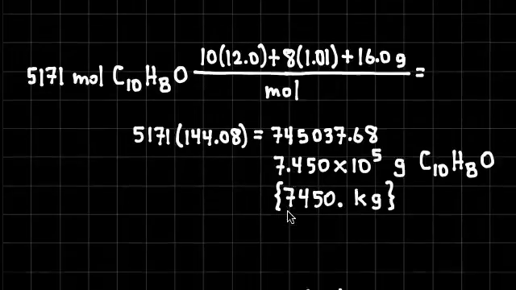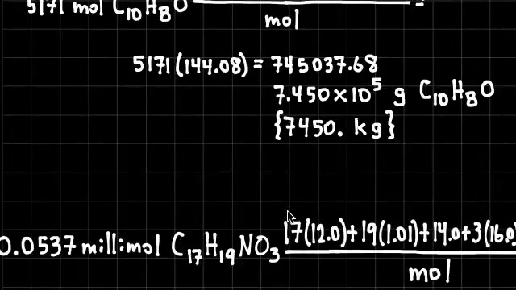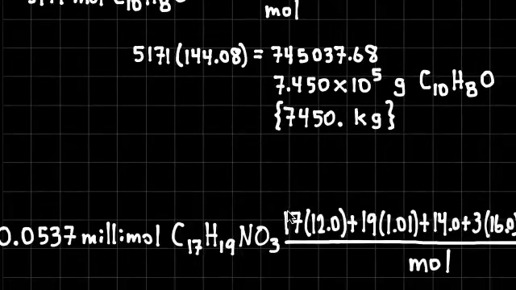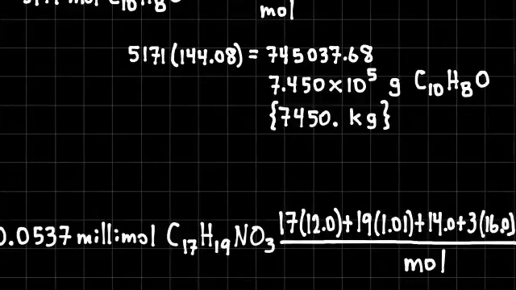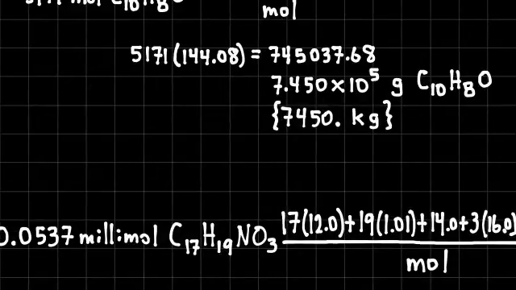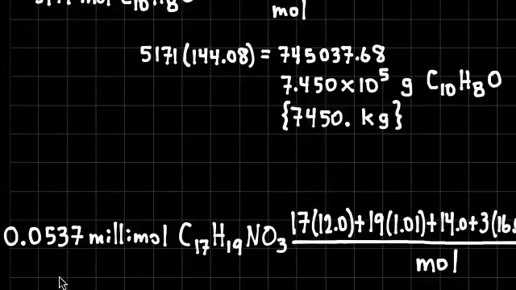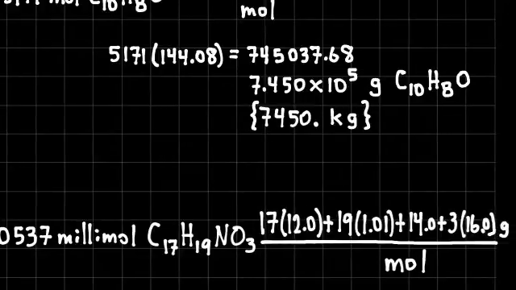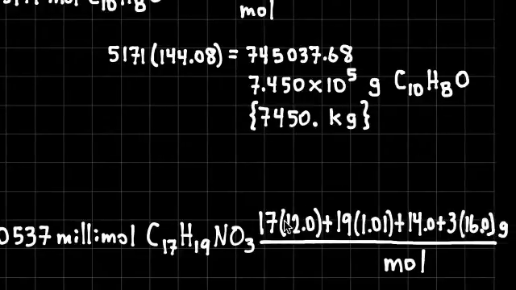Or we can go the other way. What if I had a small number? Oh, I apologize. I got chopped off here a little bit. That's a grams on the right-hand side. 0.0537 millimoles. My goodness, a milli is 1/1000th of a mole. In any case, I can leave the milli there and just take 17 carbons, 19 hydrogens, 1 nitrogen, and 3 oxygens. And that gives me the molar mass in grams per mole of this compound.